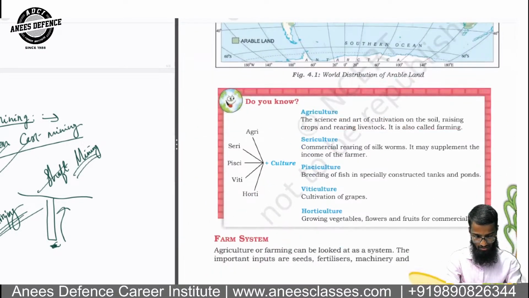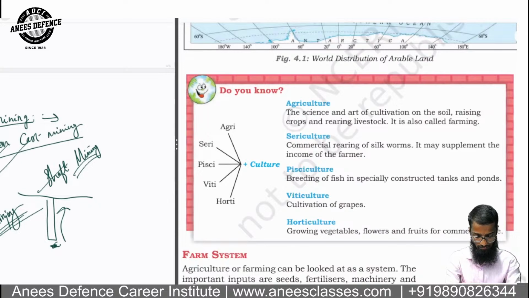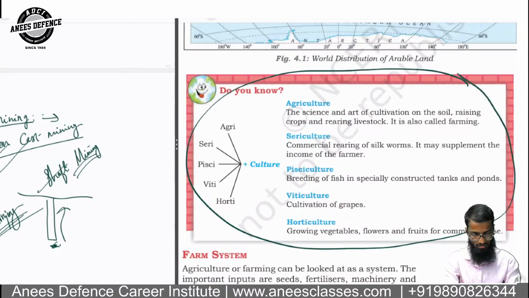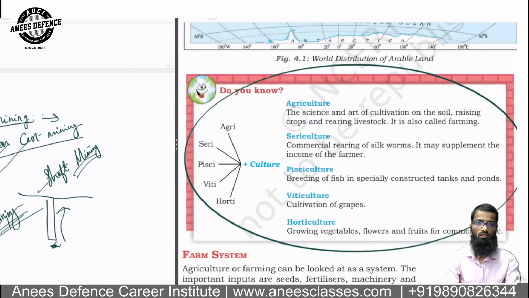Now you can see and look here. This question was actually asked. Okay. What is agriculture? Sericulture, pisciculture, viticulture, and horticulture.